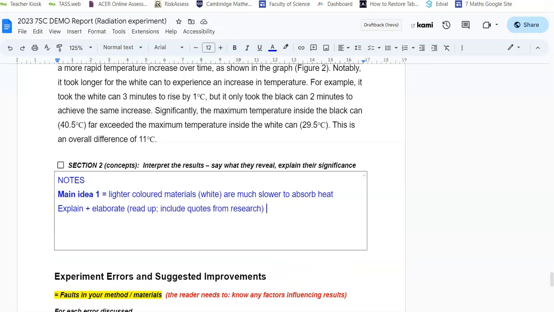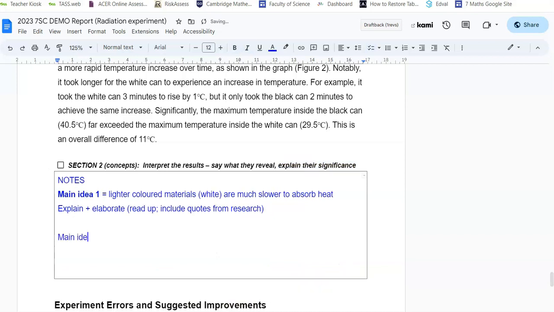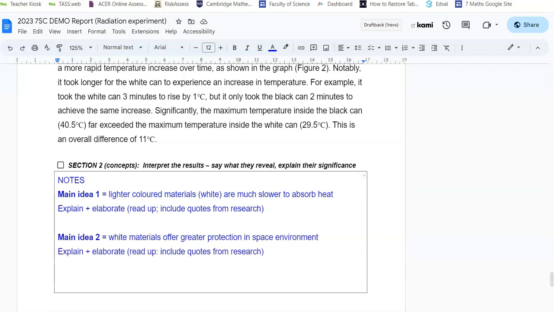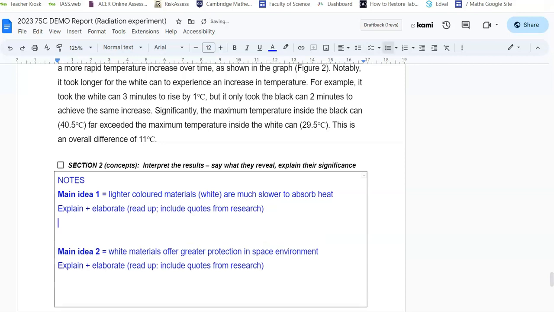And my second idea, where I explain the significance of the results, is where do these ideas apply in the real world? And this topic is about space exploration, so I should stay relevant to that. And again, explain and elaborate on that so that the reader understands why these results are significant in the real world. Now that I have a plan, the 2 paragraphs I want to write in this section, the rest of this video looks at how we could do some research and write those sentences.